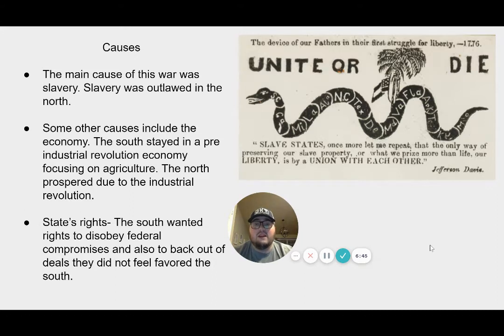Okay, some other causes, like I mentioned, include the economy. The South stayed in a pre-industrial revolution economy focusing on agriculture. That agriculture was focused around plantations and cotton and tobacco, which in their minds needed slave labor to get that done.